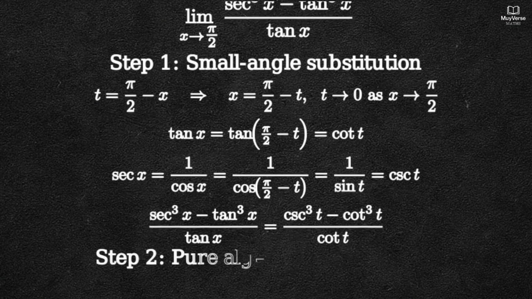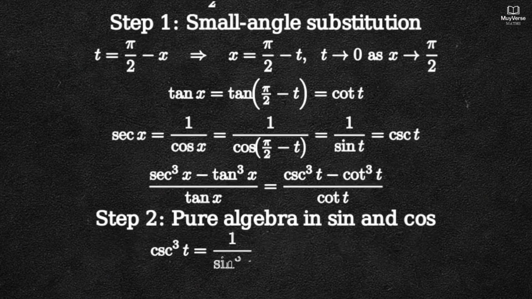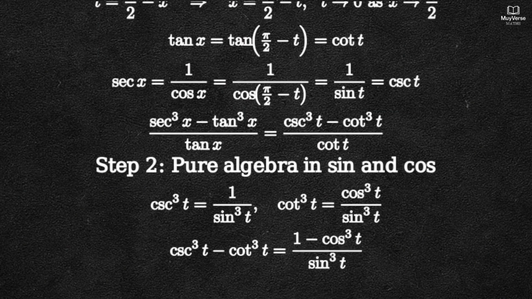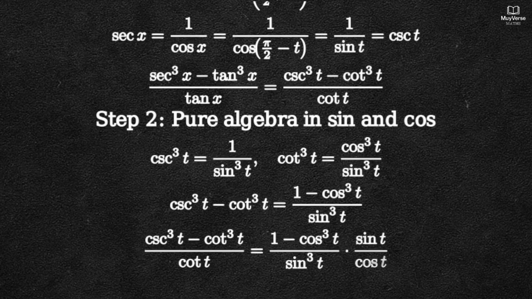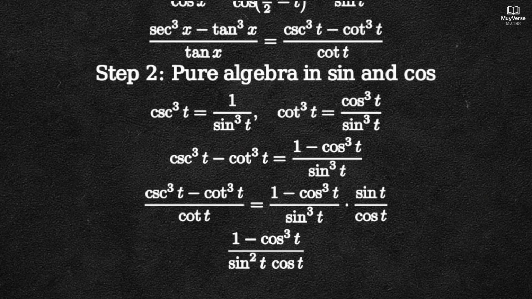Step 2. Simplify algebraically using sine and cosine. Write cosecant cubed t as 1 over sine cubed t and cotangent cubed t as cosine cubed t over sine cubed t. Then the numerator becomes 1 minus cosine cubed t all over sine cubed t. Now divide by cotangent t, which is multiply by sine t over cosine t. We obtain the single fraction (1 minus cosine cubed t) over (sine squared t times cosine t).